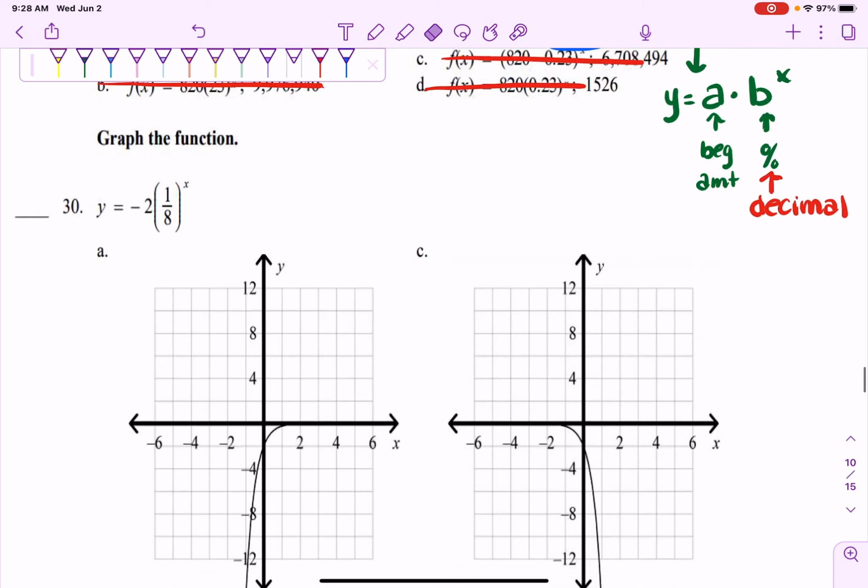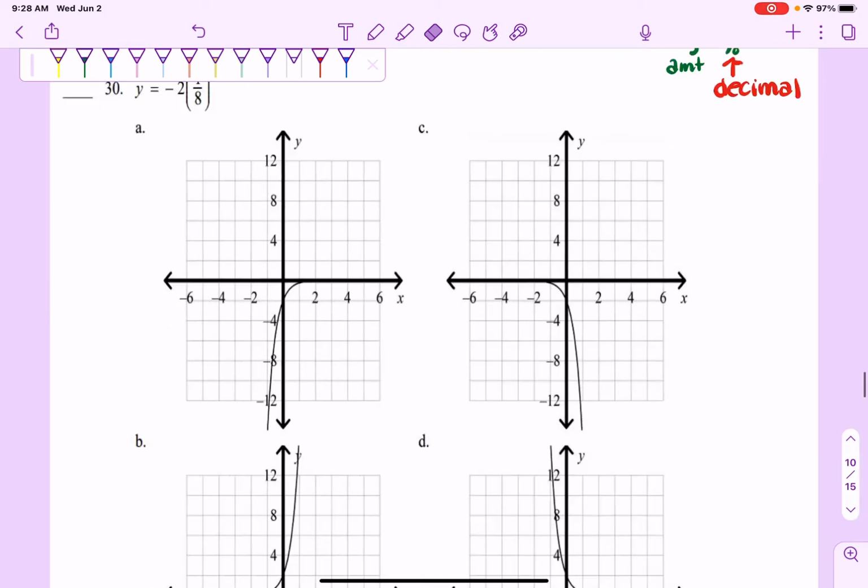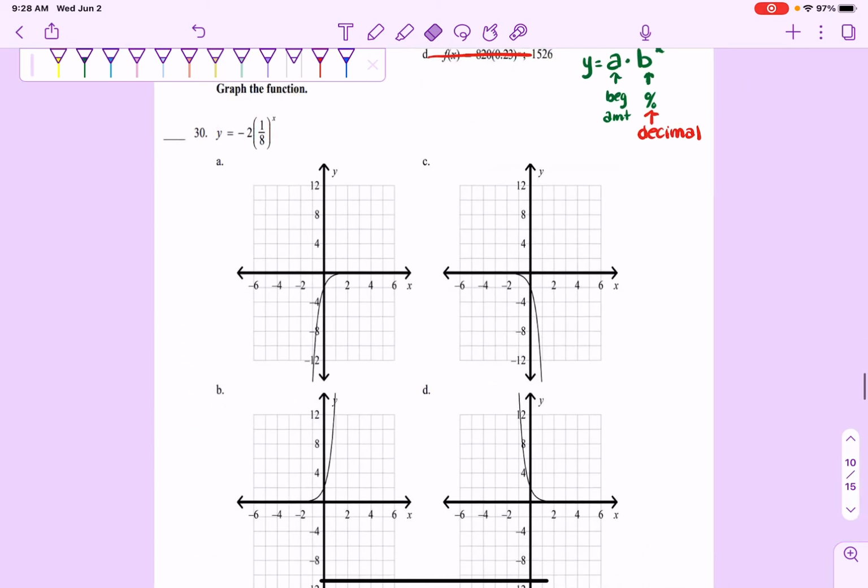Okay, so here's my next one. The next one says graph the function, and I have y equals -2, parentheses 1 over 8, parentheses raised to the x. So I want to see which one of these graphs that's going to match. So this right here is going to go into Desmos.